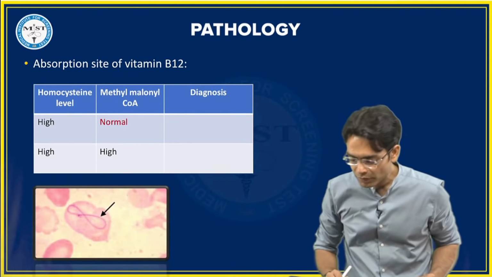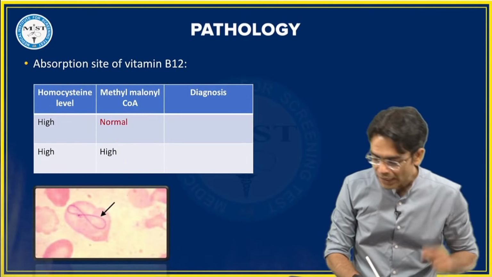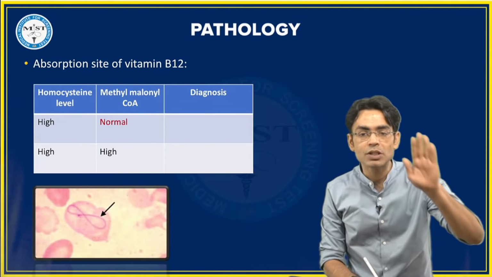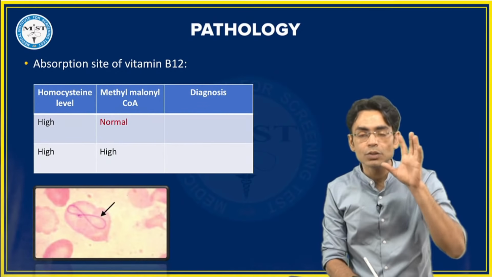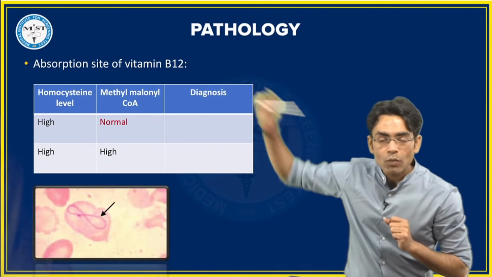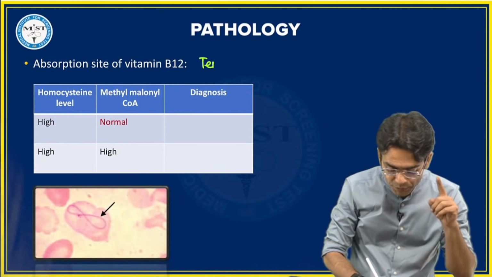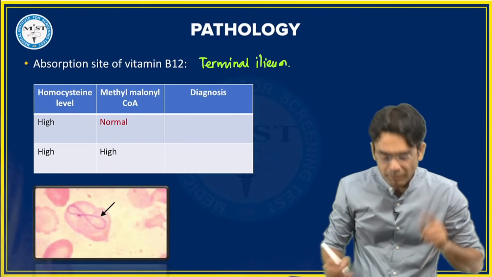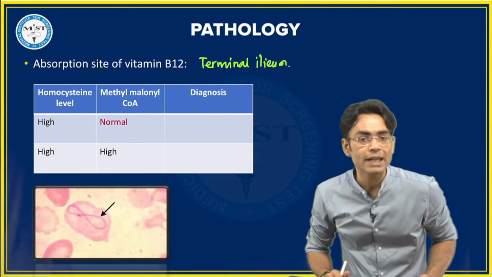Yes, it is not the duodenum. Duodenum is for iron. For absorption of iron, it is the duodenum. When we are talking about vitamin B12, as you have given me the option, it is the terminal ileum. You have given me the right answer.